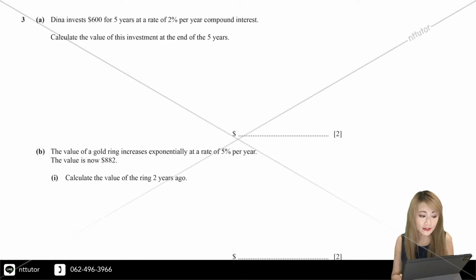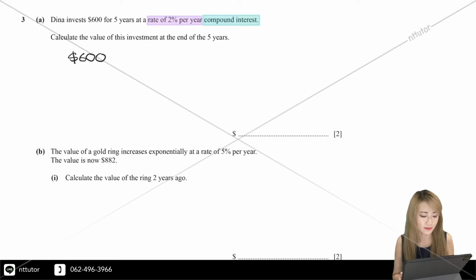A. Dina invests $600 for 5 years at a rate of 2% per year compound interest. Calculate the value of this investment at the end of 5 years. So we are dealing with compound interest, starting with $600 and 2% per year. Compound interest is interest added on. So it's like increasing $600 by 2% every year for 5 years.